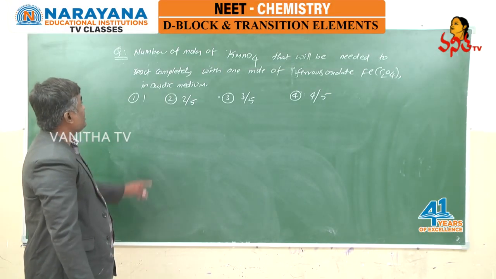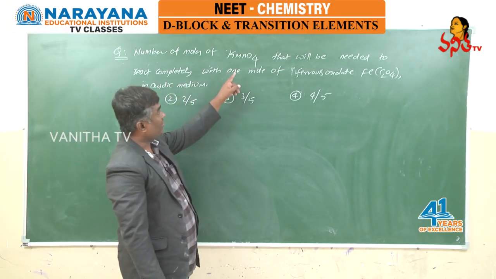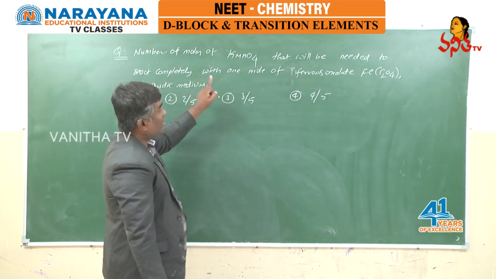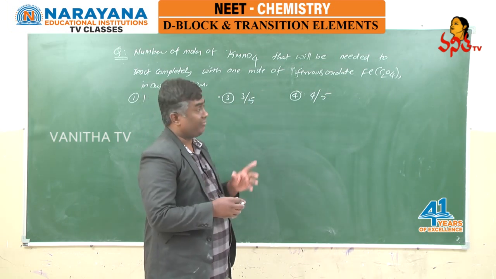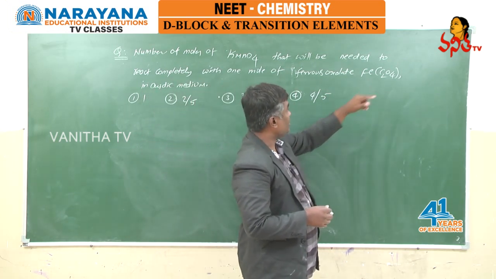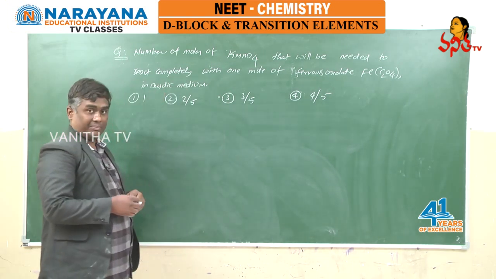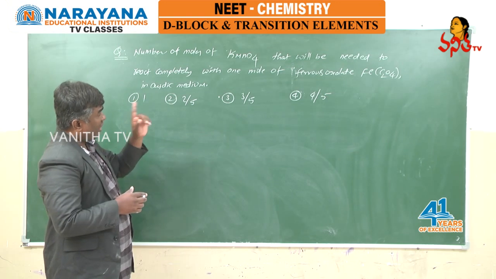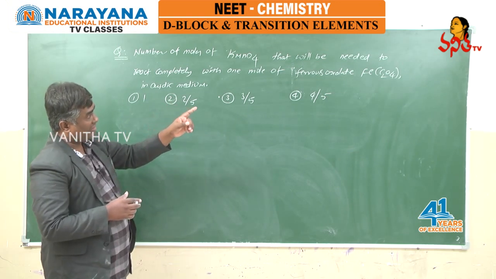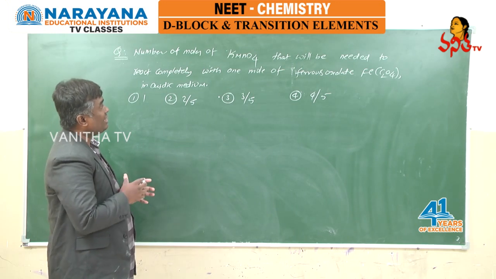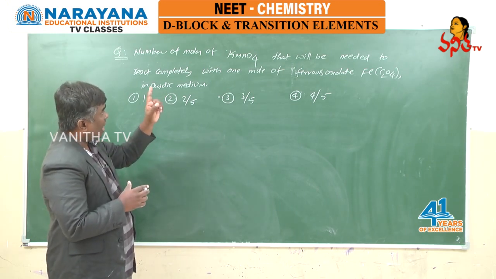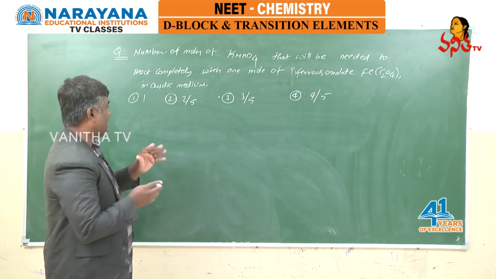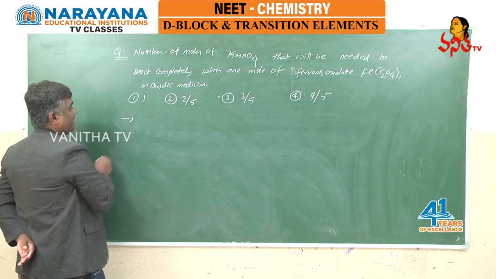Now the question given is: the number of moles of KMnO4 that will be needed to react completely with 1 mole of ferrous oxalate, FeC2O4, in acidic medium. Let us see. We should first learn how KMnO4 interacts with ferrous oxalate in acidic medium, and how many moles of KMnO4 can react with 1 mole of ferrous oxalate. So step by step we discuss.